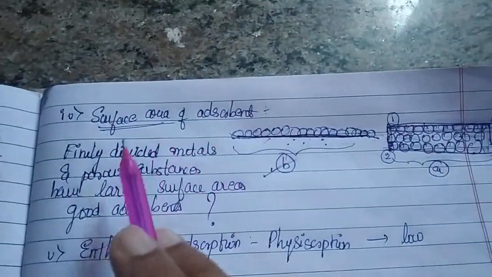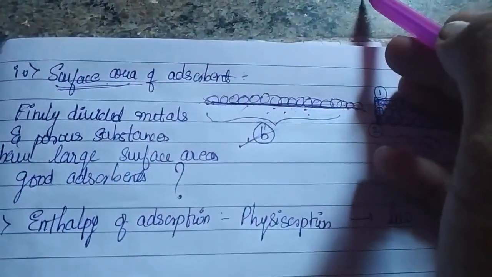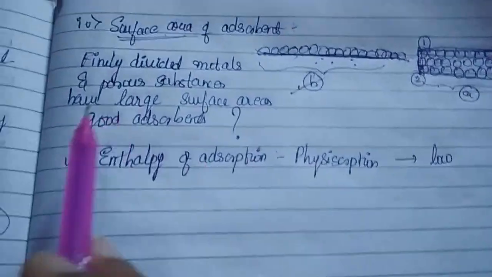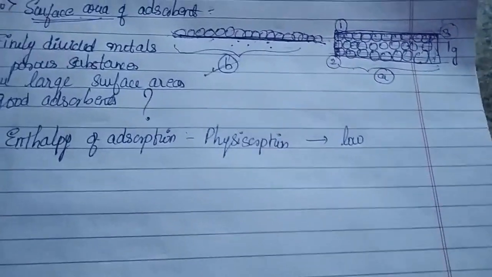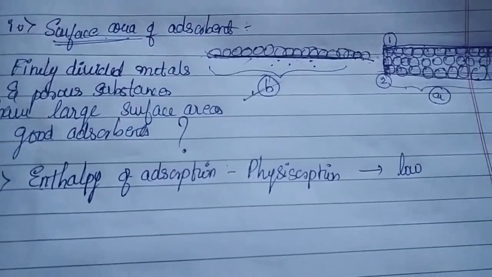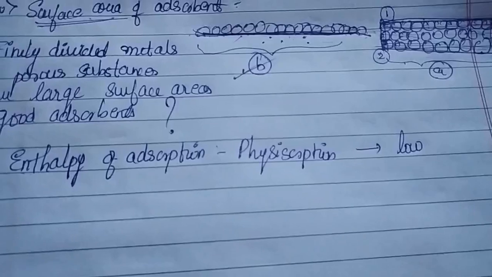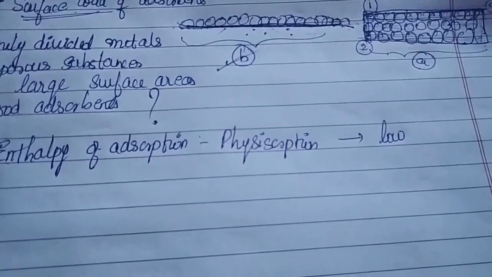With respect to the surface area of the adsorbent, as the surface area increases, the rate of adsorption also increases. And the last part was the enthalpy of adsorption. Physical adsorption is exothermic in nature, but the enthalpy of adsorption is low, mainly due to weak van der Waals forces.